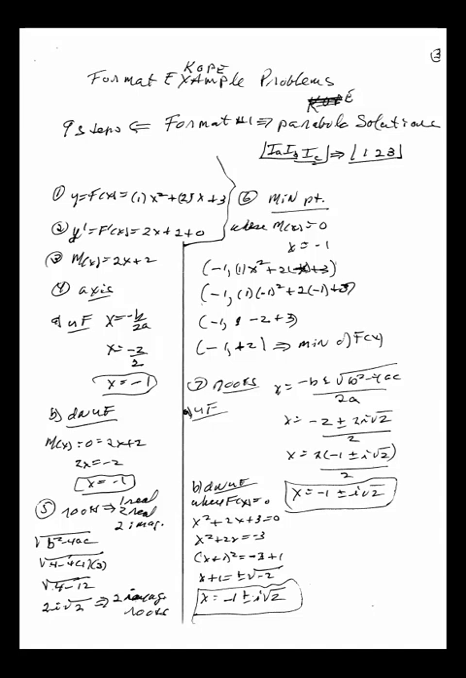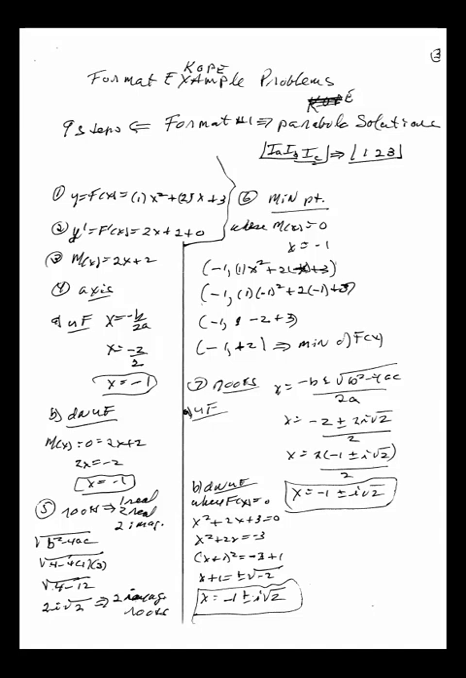Step 5, we have roots. The roots could be one real, where the parabola is tangent to the x-axis, two real, where it cuts the x-axis in two places, and two imaginary, where it misses the x-axis entirely.